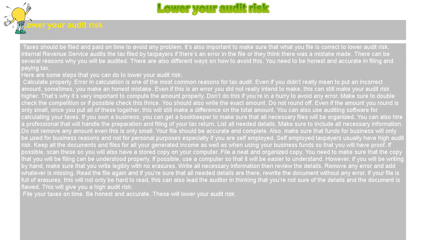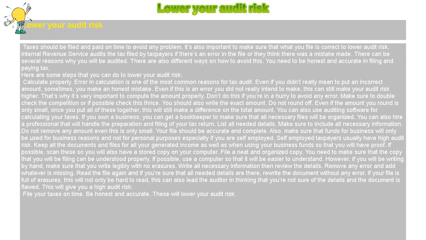Also, make sure that funds for business will only be used for business reasons and not for personal purposes, especially if you are self-employed. Self-employed taxpayers usually have high audit risk.